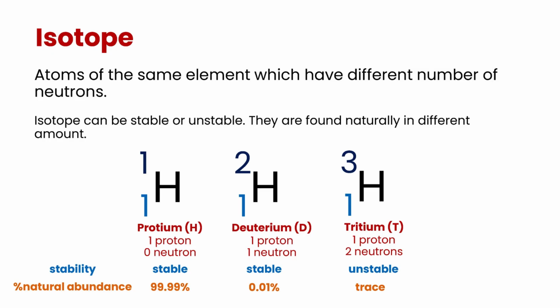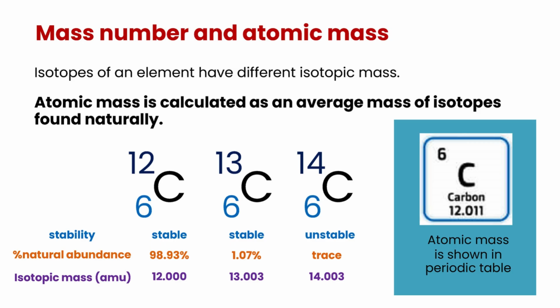Your notes also touch on stability and how common these isotopes are, their natural abundance. Yes, that's important. Not all isotopes are equally stable. Some are radioactive, like C14 and tritium, and they don't exist in equal amounts in nature. For hydrogen, it says protium H1 is 99.99% of all natural hydrogen. Deuterium H2 is just 0.01%, and tritium is only trace amounts. Exactly. And for carbon, C12 is the vast majority, 98.93%. C13 is about 1.07%. And C14 is, again, trace. These natural abundance percentages become really important later when we talk about atomic mass on the periodic table.